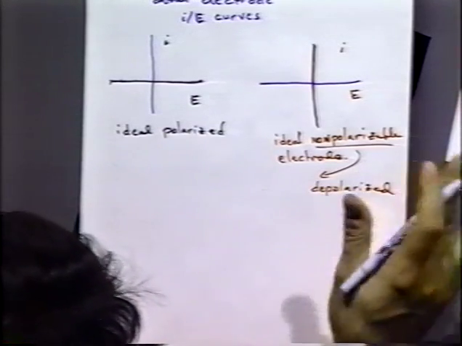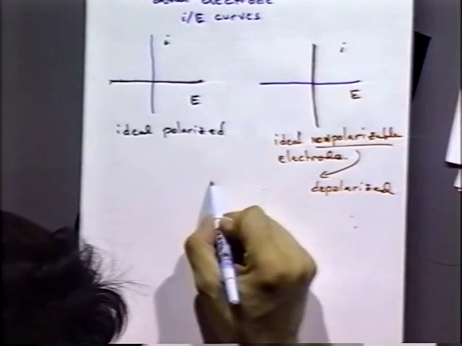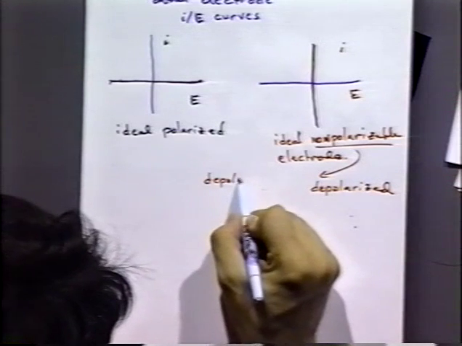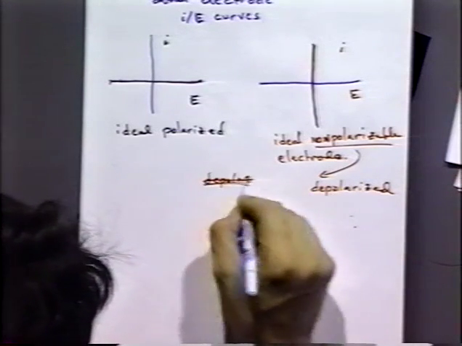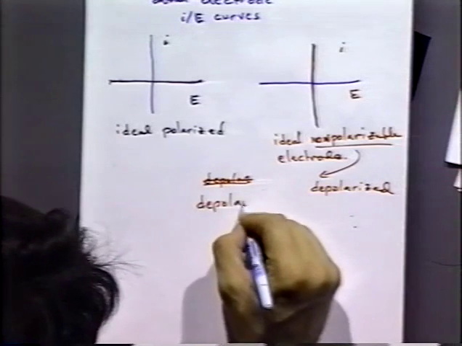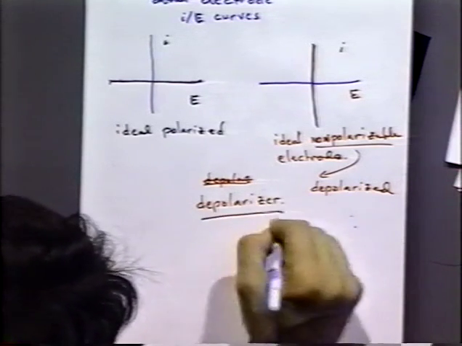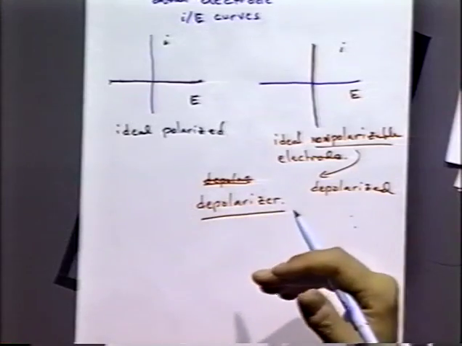And so there's actually some old-fashioned terminology that comes along with this. When we add species to the solution that makes the electrode act in this non-polarizable way, we call it a depolarizer. In other words, adding something to the solution that makes current flow at the electrode, to make it non-polarizable, is a depolarizer. And that's a kind of old-fashioned term. But you'll see it often as somebody says, I've added this amount of depolarizer to my system, and so on.